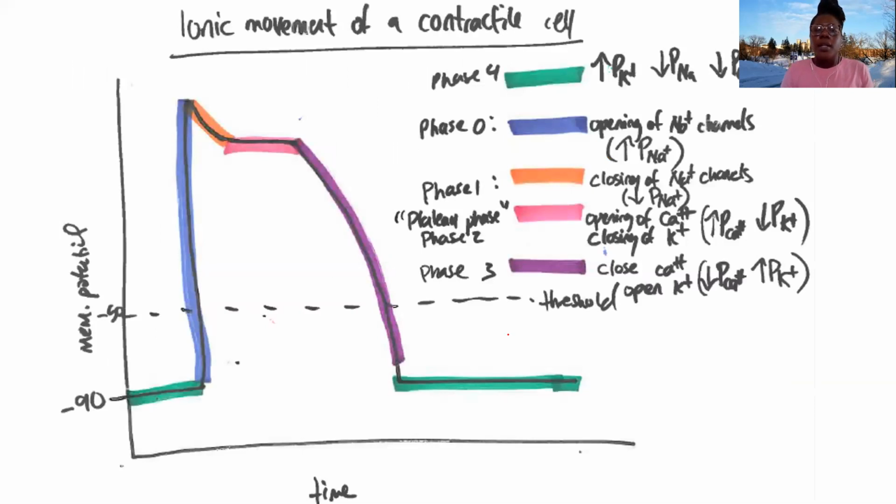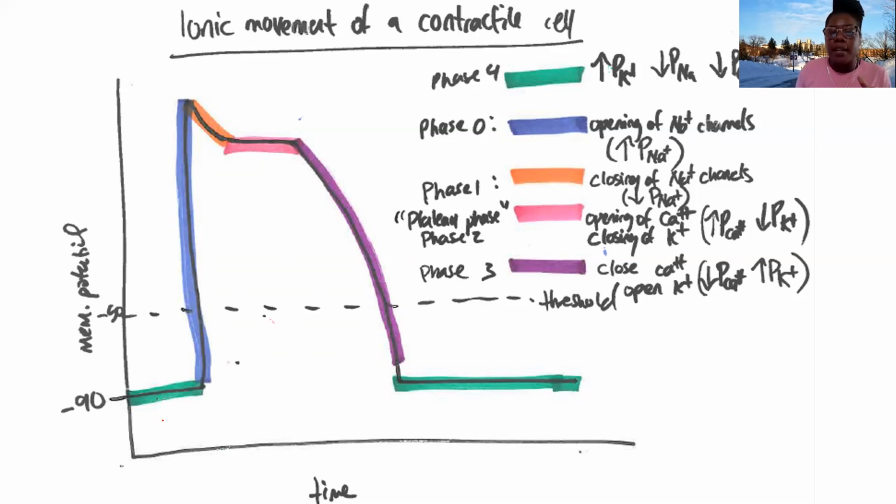Okay. So here is another graph that simplifies or shows a representation of the events of a contractile cell. So here we start off at a slightly more negative rest. I want to point that out here. The resting membrane potential of a contractile cell is more negative than it is for a neuron, more negative than it is for a pacemaker cell.